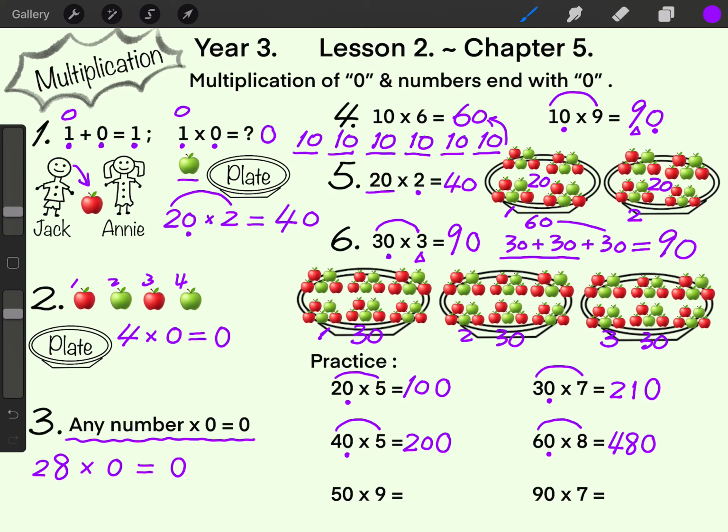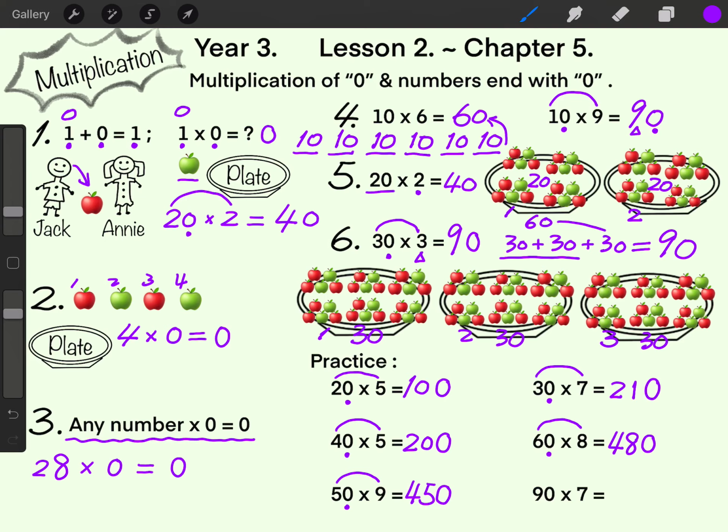50 times 9 equals? 10 on the left side of the equal sign. So we write 10 on the right side of the equal sign. 5 times 9 equals 45. So 50 times 9 equals 450.